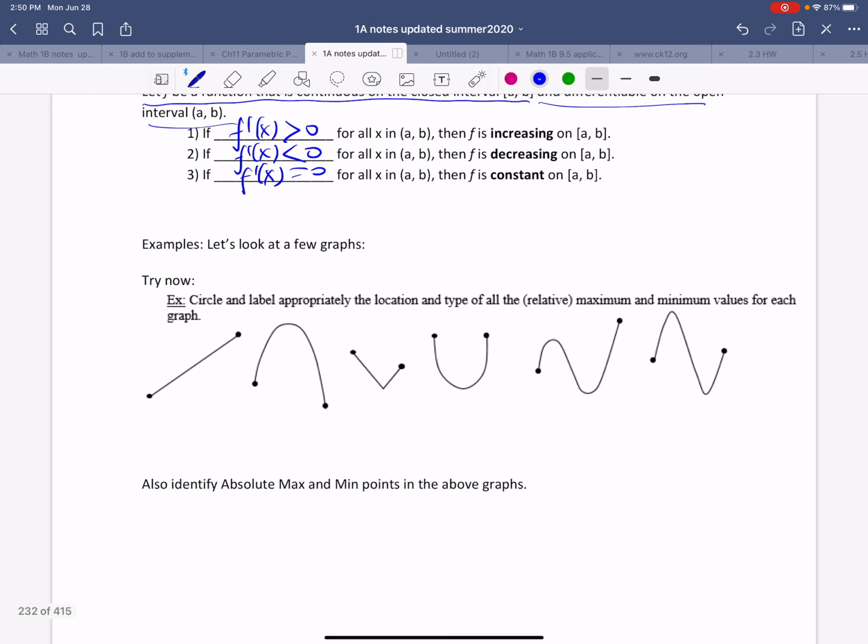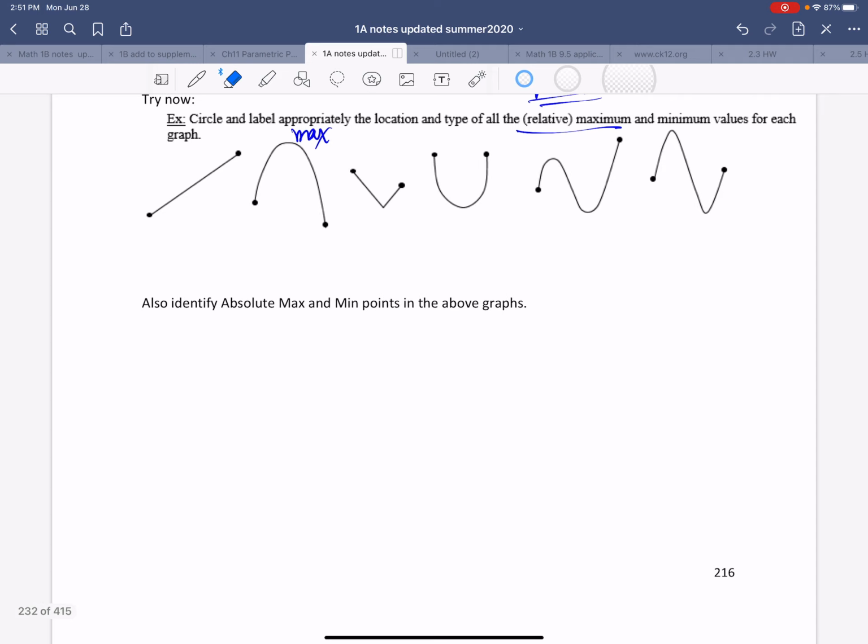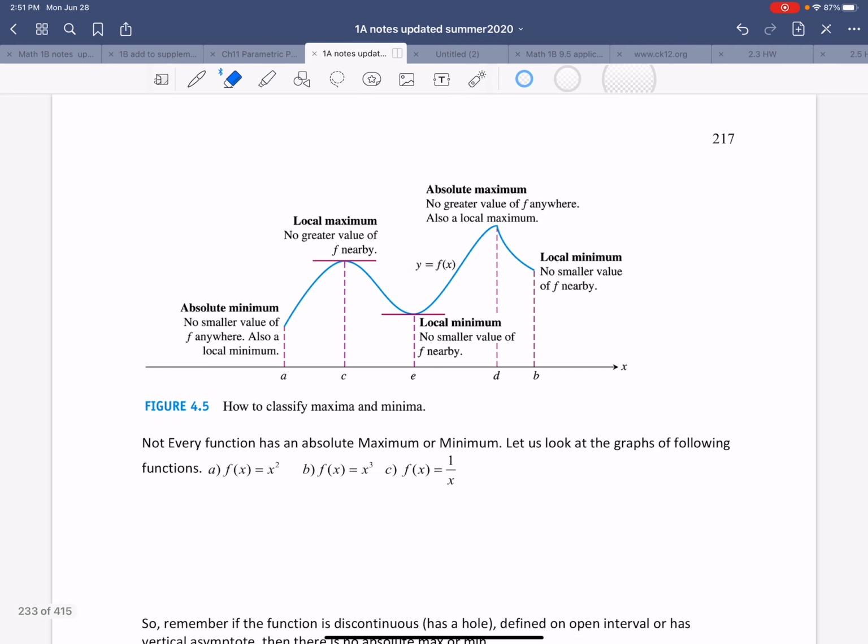Circle and label appropriately the location and type of relative max and min. So we're looking at relative, which means local max and min in this case. For the first graph, this would be max, this would be min. Actually, for the local, remember, it cannot be at the endpoint. If you're looking for local, they cannot be at the endpoints, but absolute max and min can be at the endpoints. Local max and min cannot be at the endpoints.